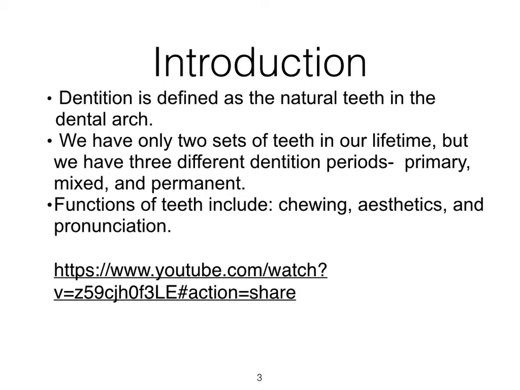So we're going to start off by talking about what dentition is. Well, it's defined as the natural teeth in the dental arch. We only have 2 sets of teeth in our lifetime, but we have 3 different dentition periods, which are primary, mixed, and permanent. The functions of our teeth include chewing, aesthetics, and helping us to pronounce our words. If you click on this link, it'll show you a video at a fast pace of how the teeth erupt, both primary and permanent.